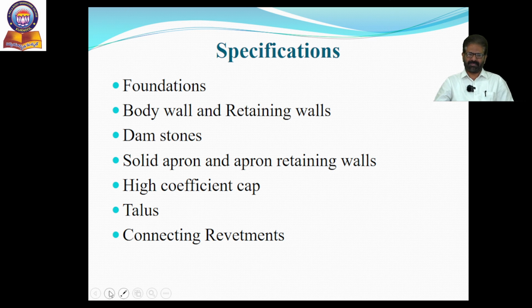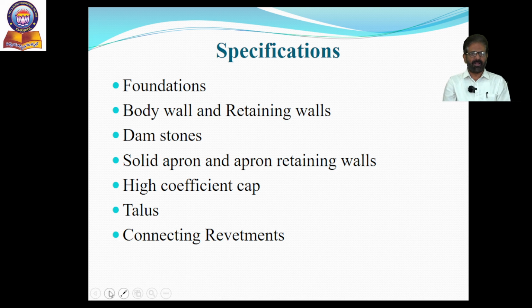So what are the specifications? Just a couple of minutes I will try to explain. First, foundations. What are the specifications required? As already mentioned, the foundation concrete, unless otherwise specified, should be a minimum of 2 feet, that is 0.6 meter thick, for a nominal mix concrete, such as 1:4:8 concrete or mud concrete. Some lean mix is enough to provide the solid foundation concrete, right? That is the specification regarding the foundation concrete.